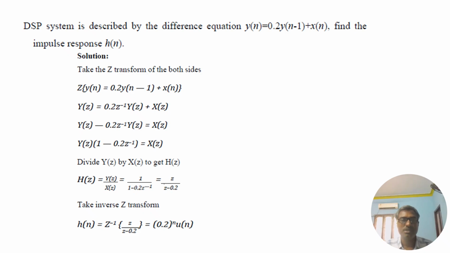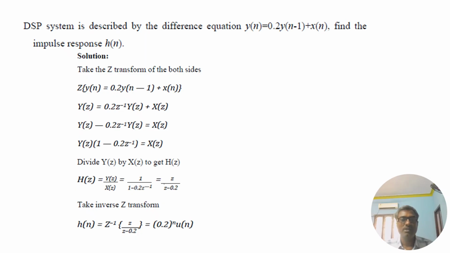Impulse response is nothing but the response of the system when the input to the system is a unit impulse signal. The example problem: a DSP system is described with the help of the difference equation y of n equals 0.2 y of n minus 1 plus x of n. Find the impulse response h of n. To find the impulse response of the system, first we need to find the system function. Then just by taking the inverse Z transform of the system function, we will get the impulse response.